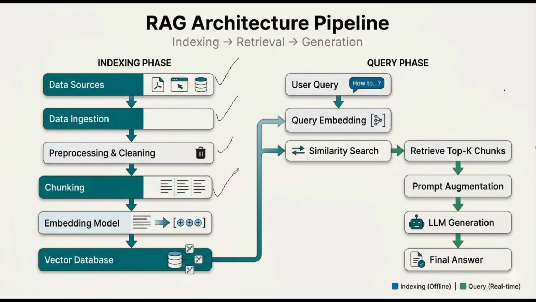After chunking, we pass each chunk into an embedding model. The embedding model converts text into high-dimensional vectors, and these, along with their metadata, are stored in a vector database.